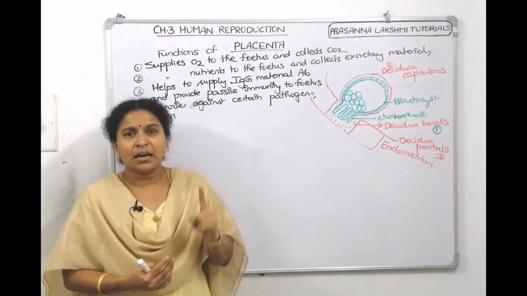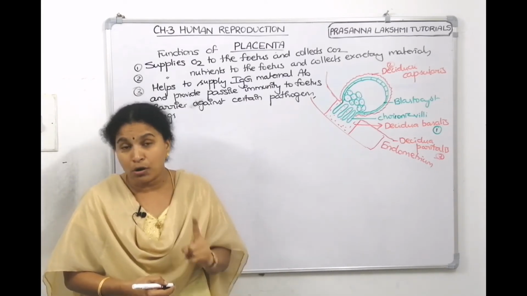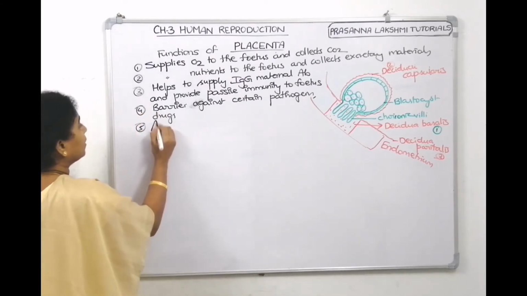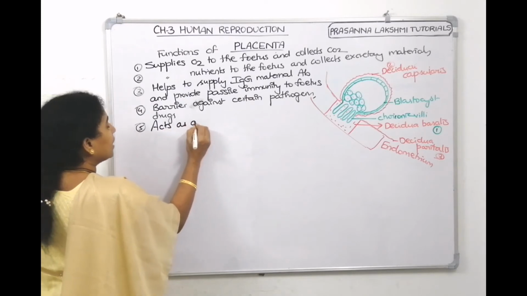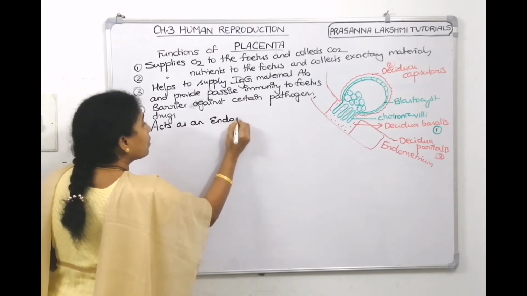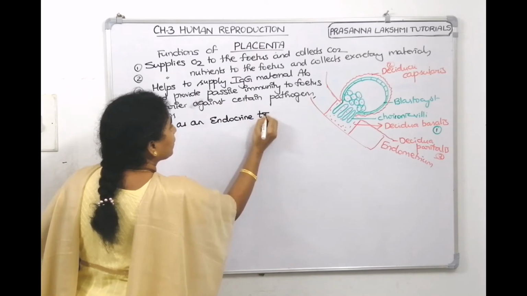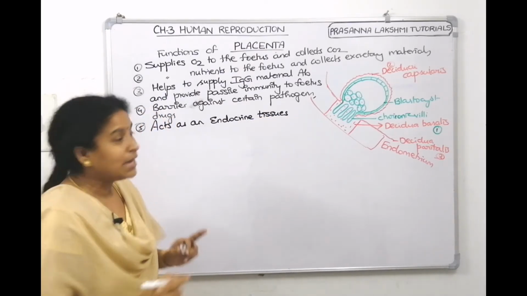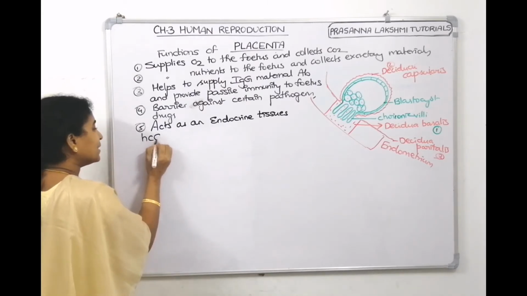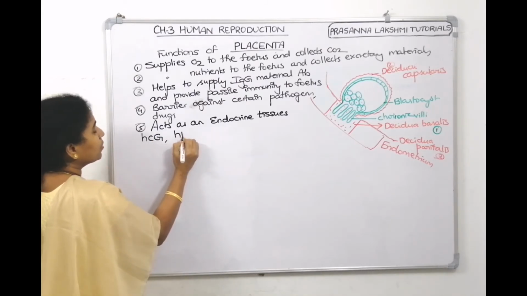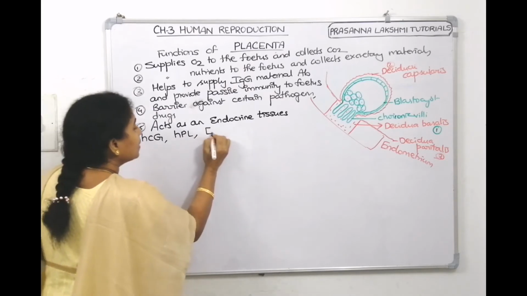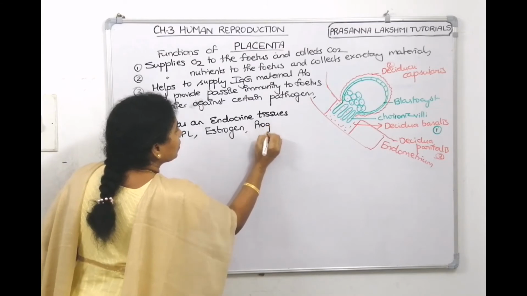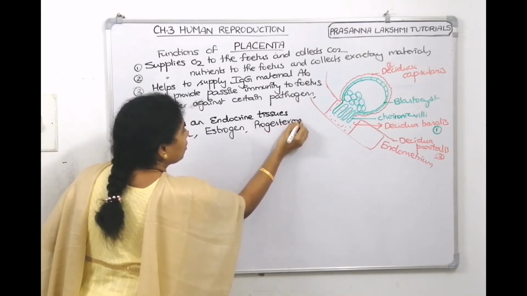And then the placenta acts as an endocrine tissue also. It secretes hormones at the time of pregnancy. What are the hormones secreted by the placenta? One hormone is HCG. Another hormone is HPL. Another hormone is estrogen. Another hormone is progesterone.